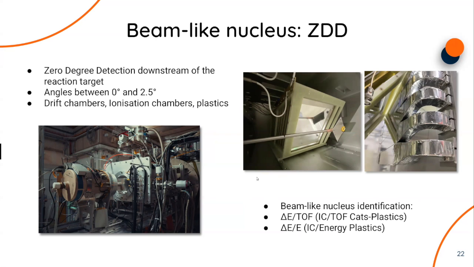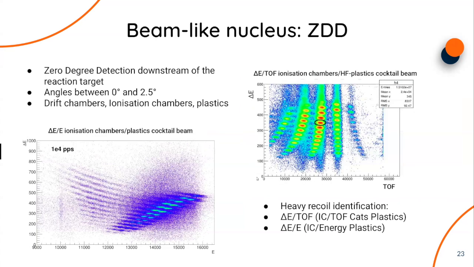Here I'm showing some examples of what we had during the experiments. These examples are done with cocktail beams and lower intensity, but here you can see that in delta E-E, we are able to identify the several Z and masses of the nuclei. We are also able to identify the nuclei by delta E time of flight, as shown on this plot.